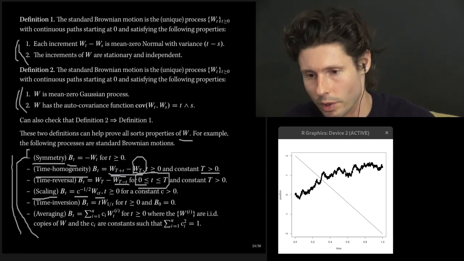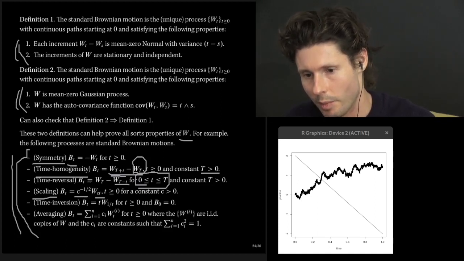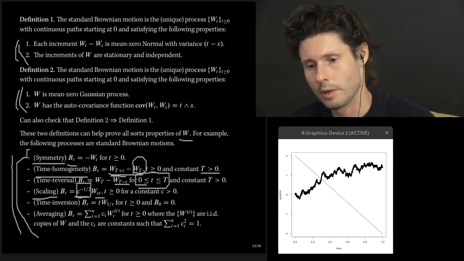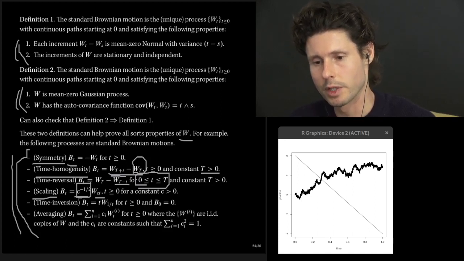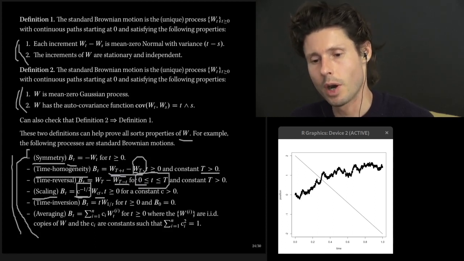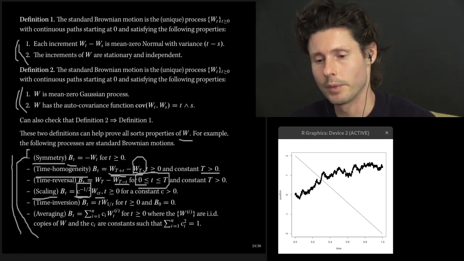But in order to actually scale time, you have to also multiply by this another factor outside, 1 over the square root of c, in order to adjust the properties in a way that B is still a Brownian motion satisfying either definition 1 or 2.